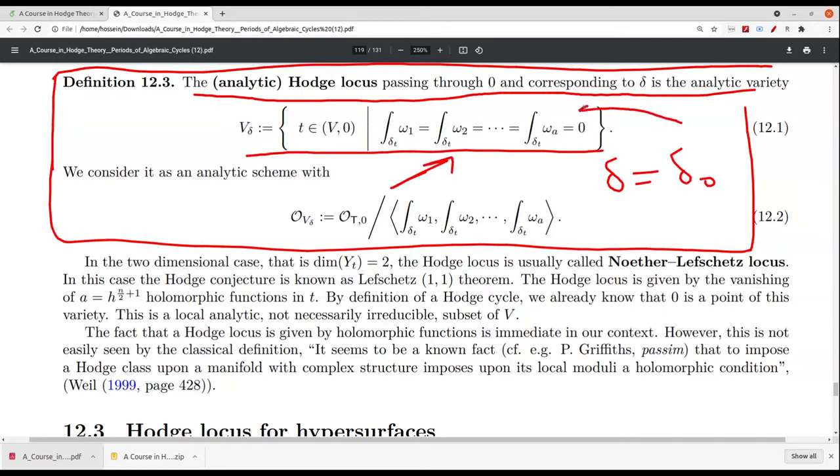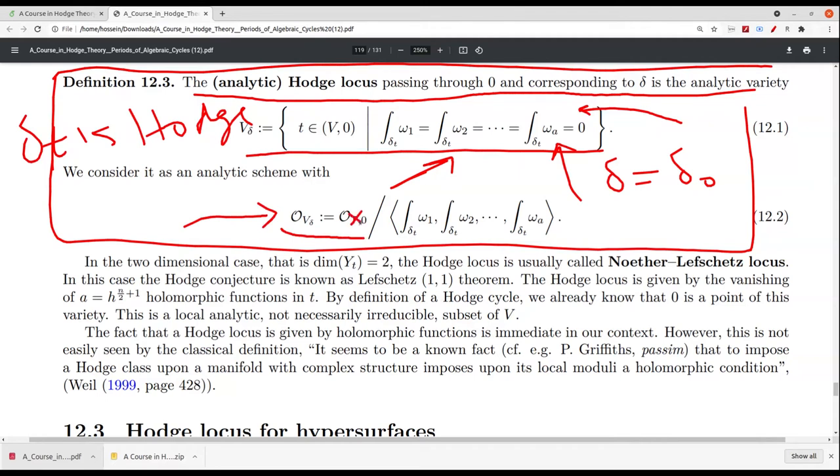Just remember that all these integrals being zero will imply that delta is a Hodge cycle. This is by definition of a Hodge cycle. So we just consider the definition of a Hodge cycle in families, and instead we get a locus in the parameter space. And another important fact is that we have the ideal generated by these holomorphic functions. And actually, we want to consider this ideal and not just the analytic variety underlying this ideal. So actually, our Hodge locus will be an analytic scheme or analytic space. And it is just given by this. So O_{V,delta} is just this.